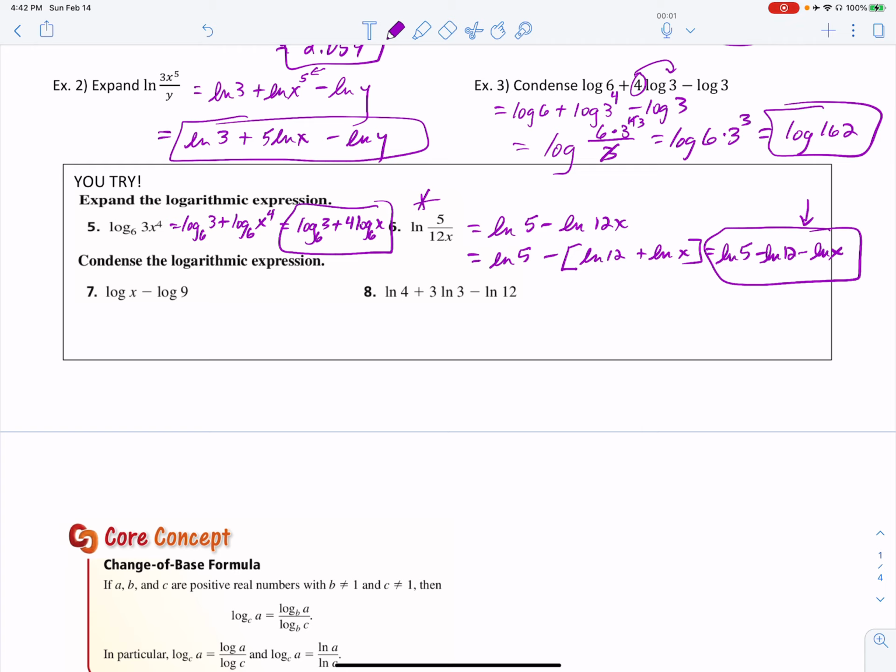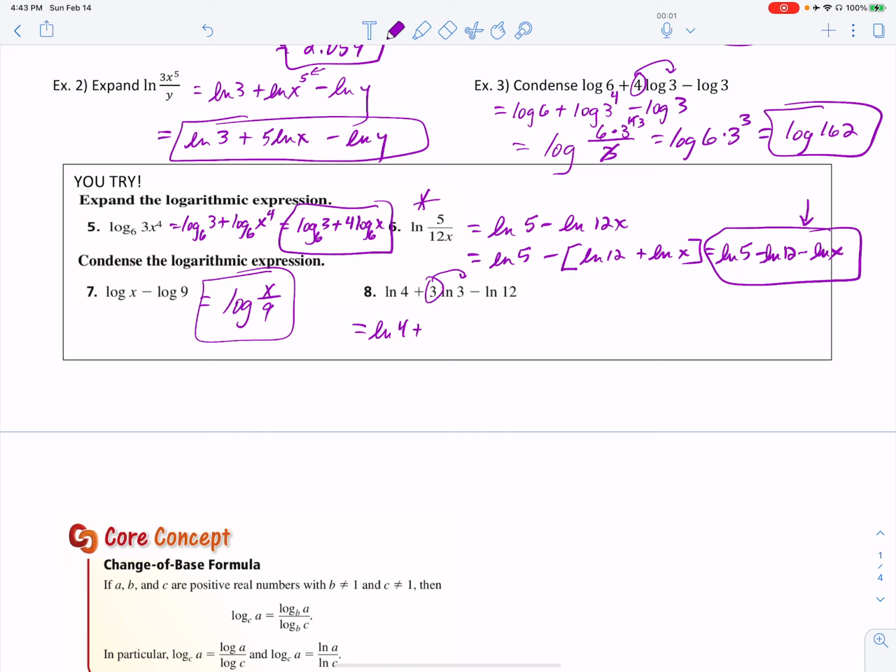Then in number 7, condense the logarithmic expression. This is log base 10. It's a difference, so we're going to write that as a single logarithm of the quotient of x and 9. That's it.